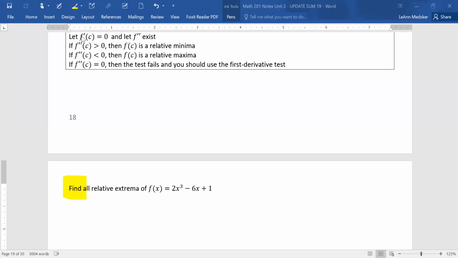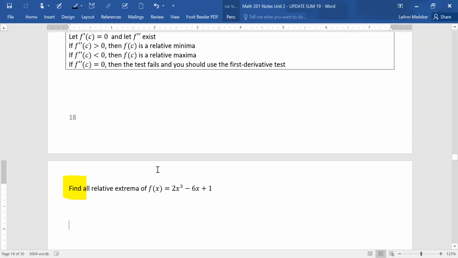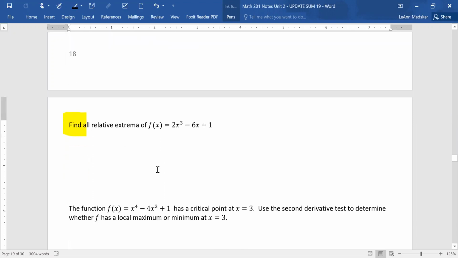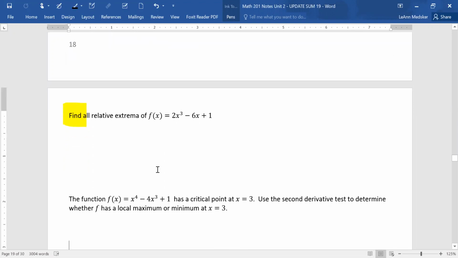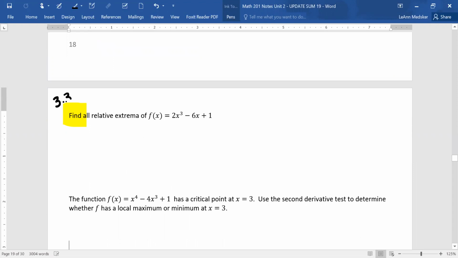All right, Math 201 students, this is a video over section 3.3 to 3.7. There were just a few examples that we did not have time to do while we were in class, so I'm wanting to go back and make sure we cover those. The first one was in section 3.3. This was find all the relative extrema of the particular function listed here.